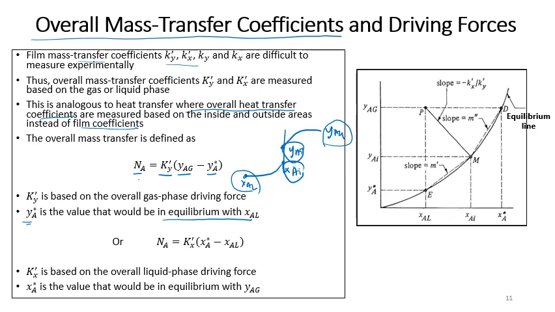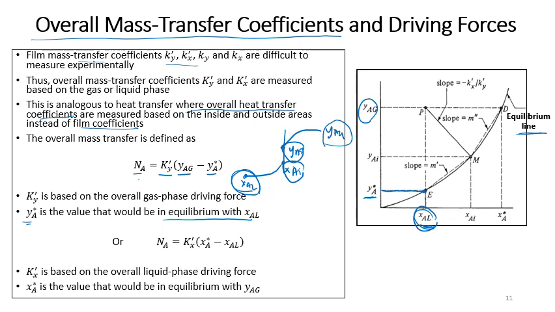So here, if you can measure XAL, then you can estimate, you can get YA star. YA star would be the value that will be in equilibrium with XAL. So if you have this equilibrium line on the X and Y axis, and you know XAL and YAG, because these are the bulk phase concentrations, then if you plot here, the value of Y that will be in equilibrium with XAL is the YA star.